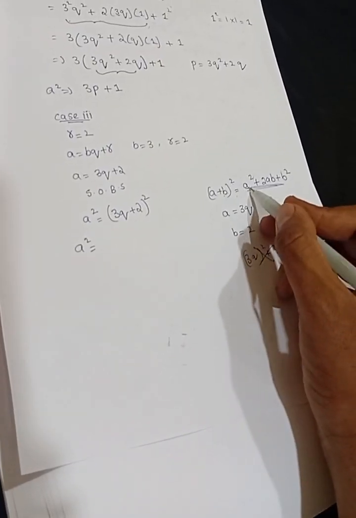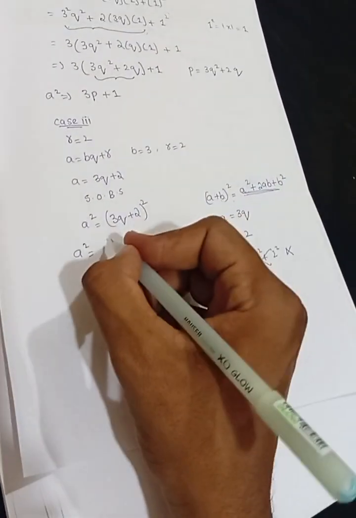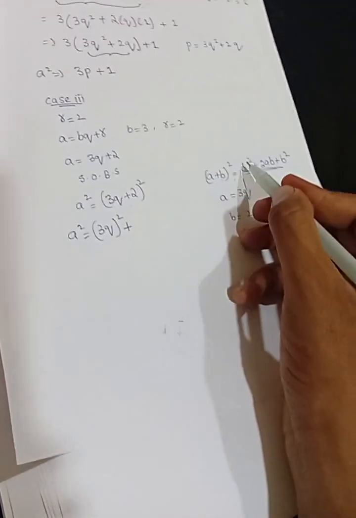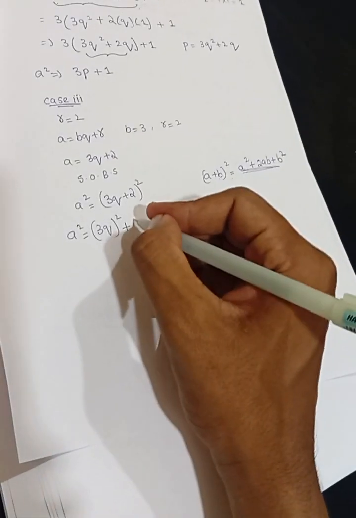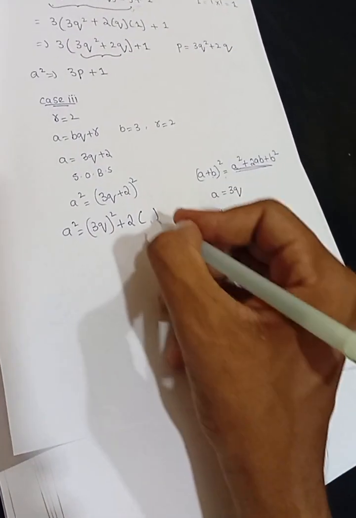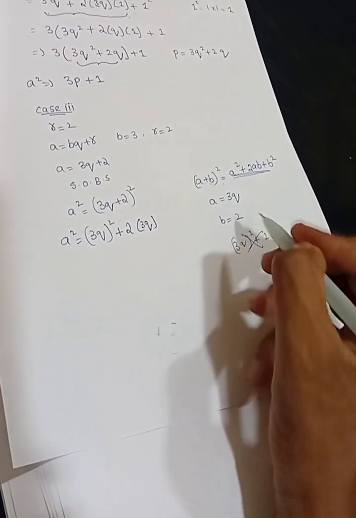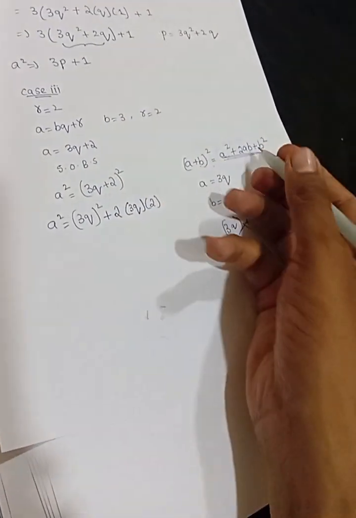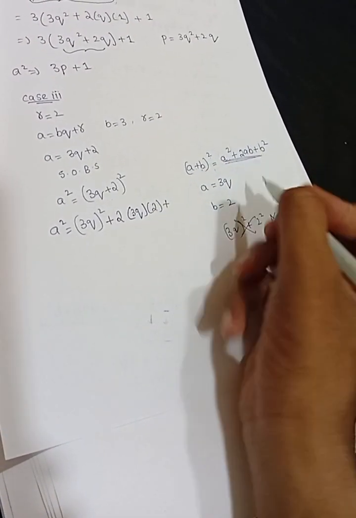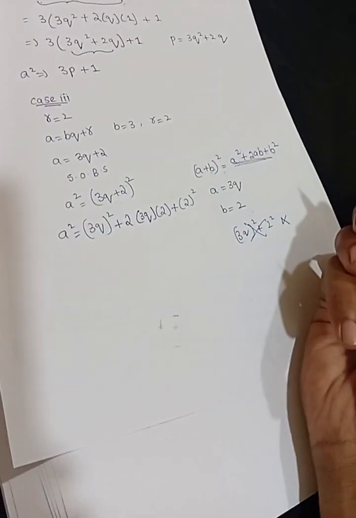So first I have to write a square. In the place of a I have to write 3q. So it is 3q square. Okay, 3q square plus, then I am having 2 in the formula, I'll write 2. Then I am having a, my a is equal to 3q, so I'll write 3q. Then I'm having b, in the place of b I have to write 2, so I'll write 2. Then again plus is there, I'll write plus. Then b square, in the place of b I have to write 2, then square.